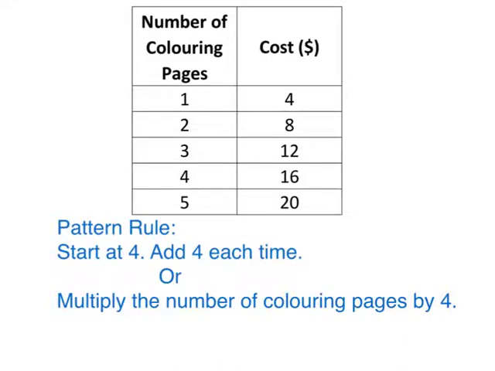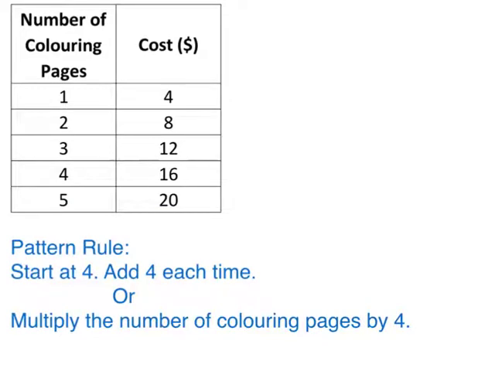Or you could also write down for your pattern rule to multiply the number of coloring pages by 4. When we take the number here of coloring pages and multiply it by 4, we get the total cost. So 2 times 4 is 8, 3 times 4 is 12, 4 times 4 is 16, 5 times 4 is 20, and so on. Pause the video and see if you could figure out what would be the cost of 8 coloring pages.